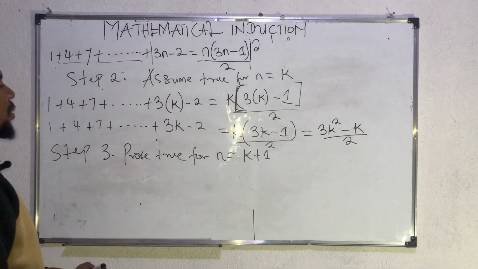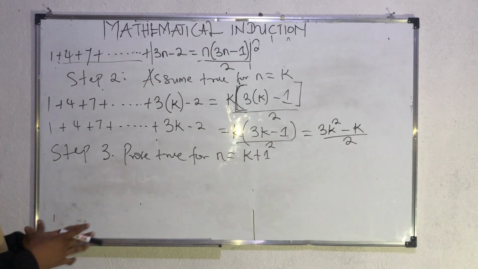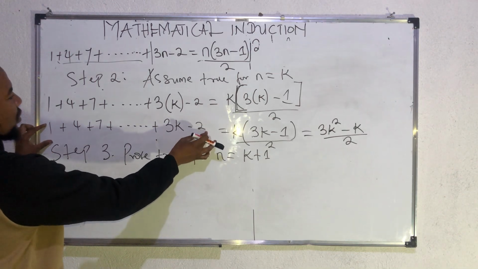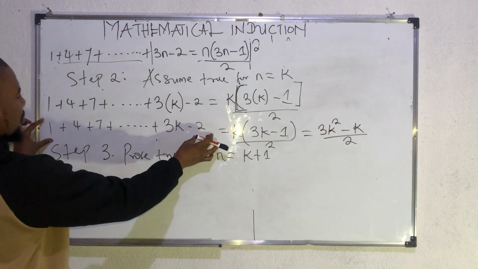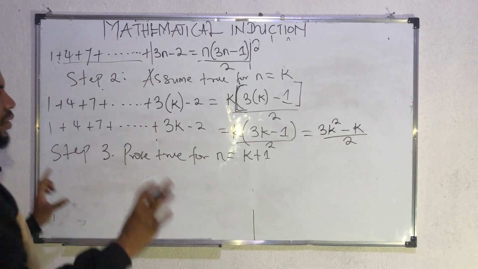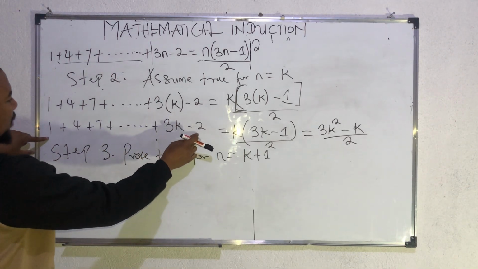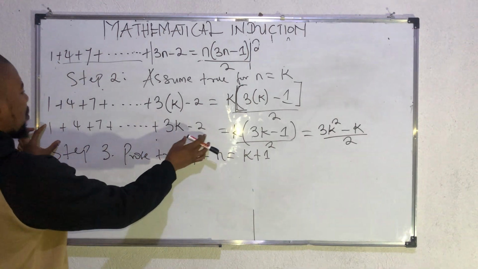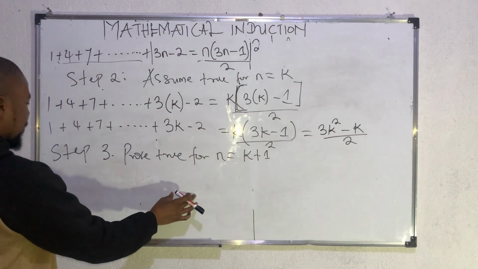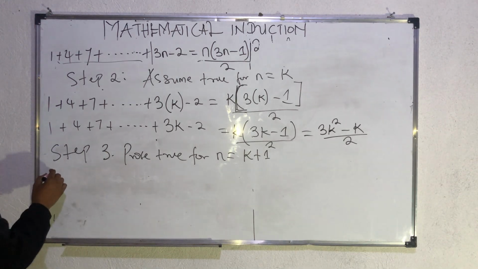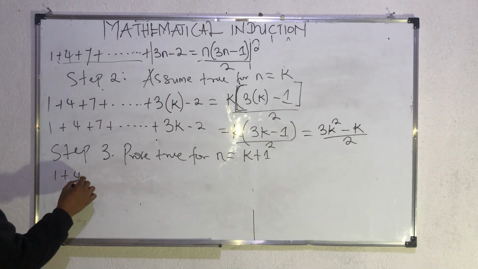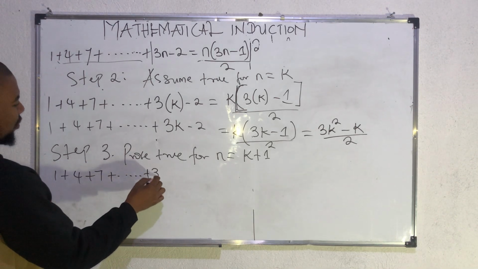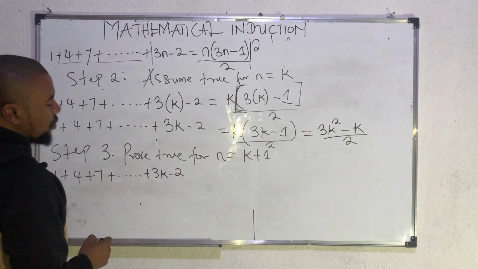For this very step, first thing that you're going to do is to copy the assumption step. Copy down your assumption, bring it down. That's the very first step. Make sure that when you get to this part where you prove true for n equals k plus 1, make sure you copy down your assumption step and bring it down first. Hence, we're going to have 1 plus 4 plus 7 plus dot dot dot plus 3k minus 2.